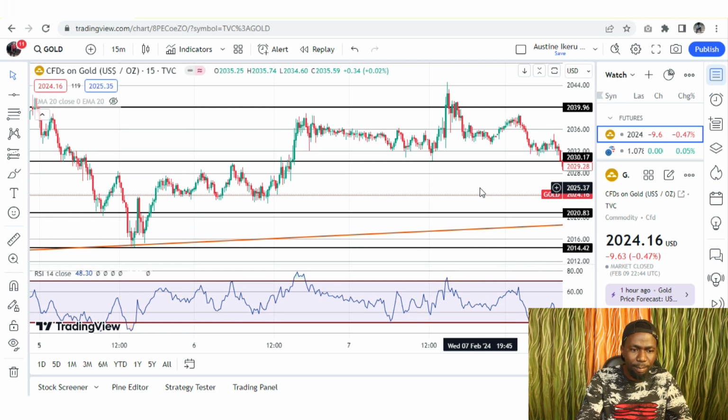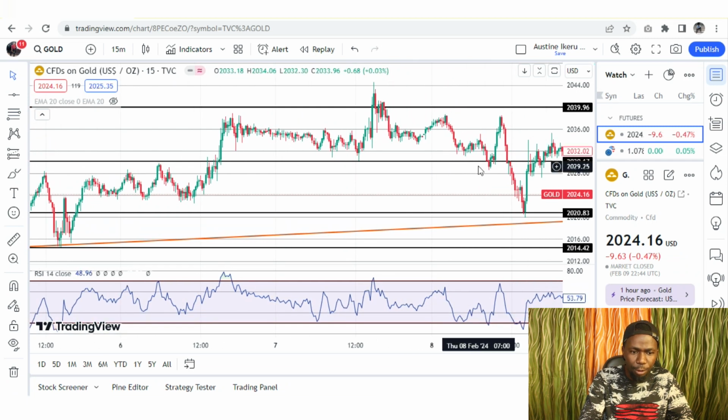What you need to do is place your sell trade here. Make sure your stop loss is above this resistance level, and then your take profit should be at the support level, right? Or you can target the second level. If you don't want to target this one, you can target this one, right?